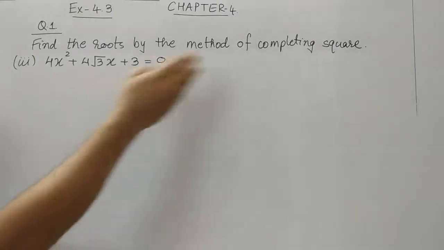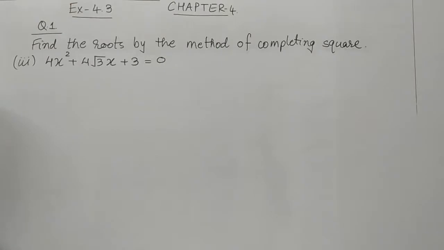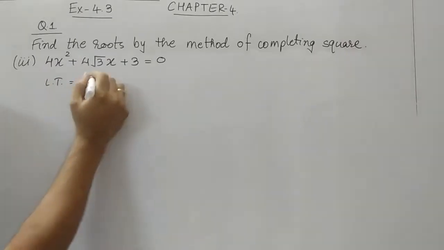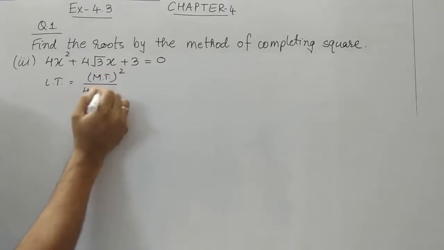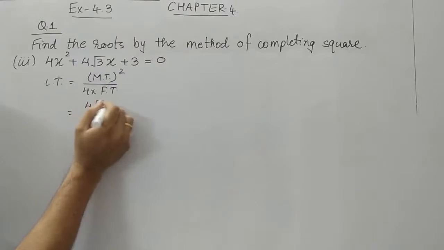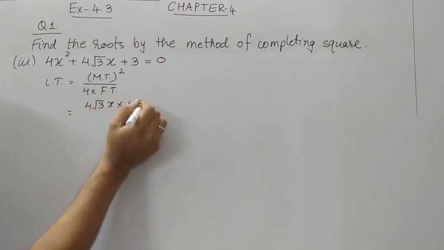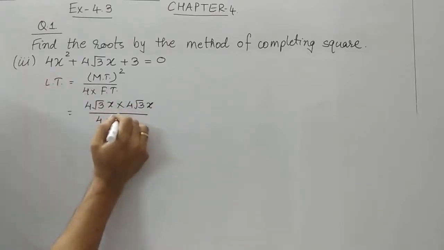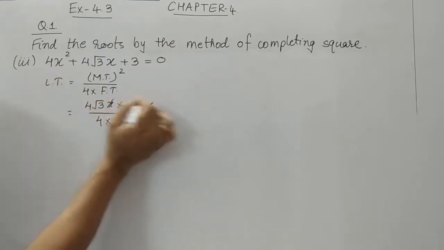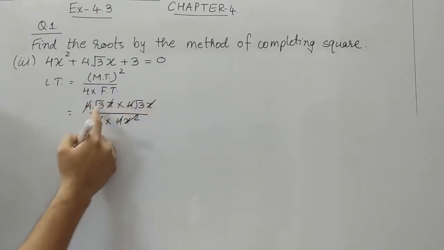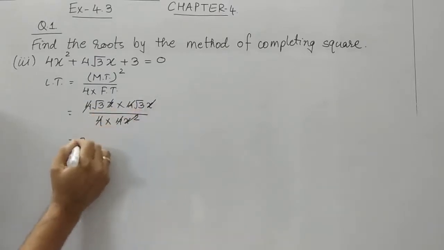Again we have to find the roots by the method of completing square. So let's find the last term to make this a perfect square trinomial. That is the middle term the whole square, upon 4 into the first term. So the middle term is 4 root 3 x and 4 root 3 x. As it is a square, I have written 2 times. Now 4 into first term. So we can see that x 2 times would be cancelled, 4 cancelled and 4 cancelled. So what remains here? Root 3. So that will become 3.